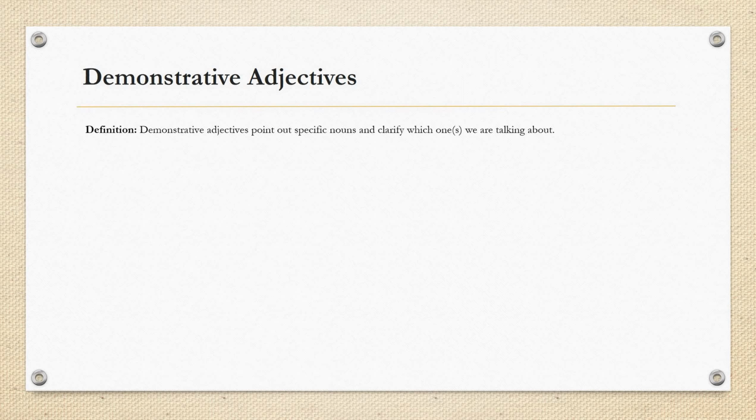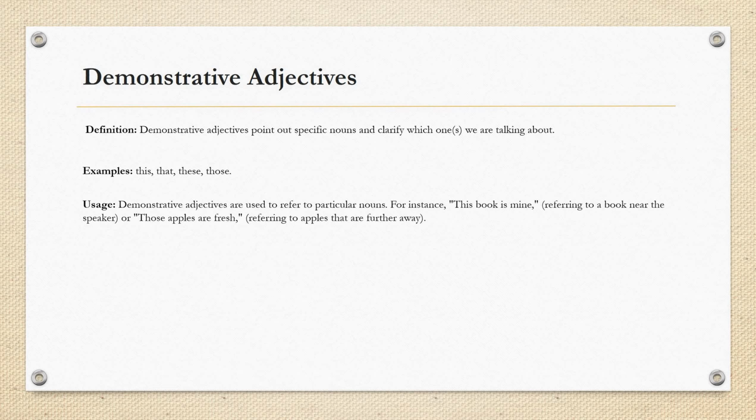Demonstrative adjectives. Demonstrative adjectives point out specific nouns and clarify which one we are talking about. Example: this, that, these, those. Usage: demonstrative adjectives are used to refer to particular nouns. For instance, this book is mine, referring to a book near the speaker, or those apples are fresh, referring to apples that are farther away.